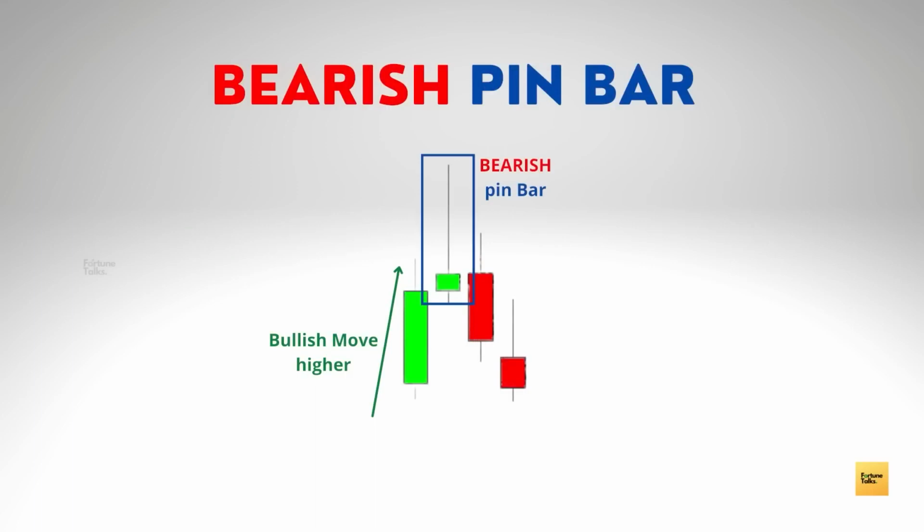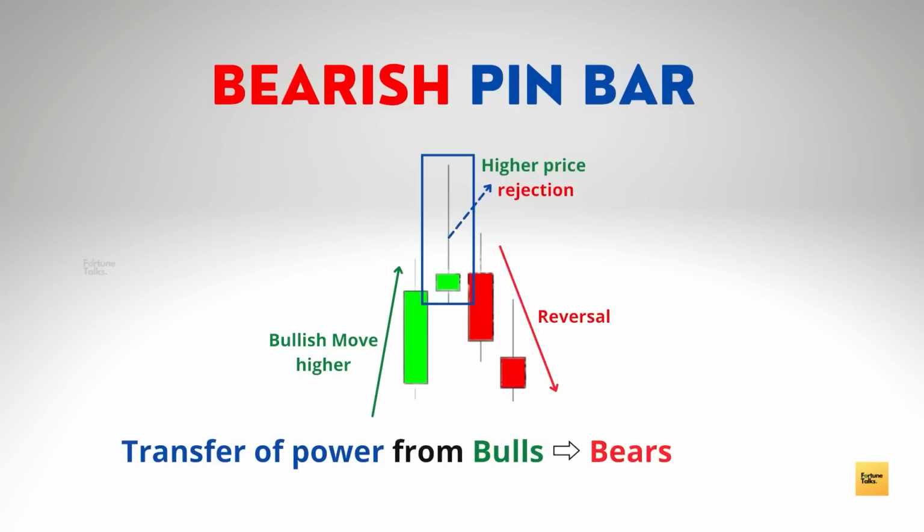The pin bar is formed with the price trying to break higher. In this particular market, the bulls are in control. But as soon as the bearish pin bar was formed, it shows that the bears have entered the market and are looking to take the price lower with a reversal.